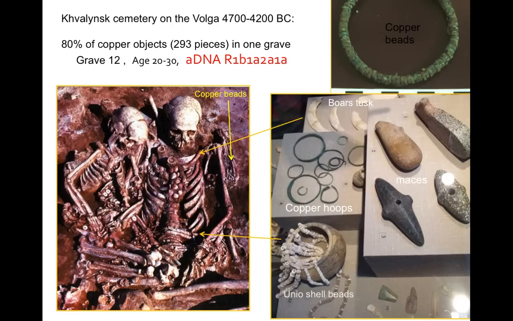Where else can we find this in the ancient DNA record earlier? Kvalinsk is a cemetery on the Middle Volga River. This is a burial here from the Copper Age. Copper occurs here much earlier. And he has got precisely the same ancient DNA type as you're finding in Ireland.